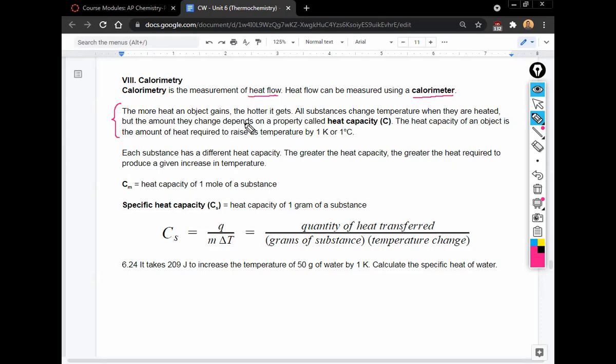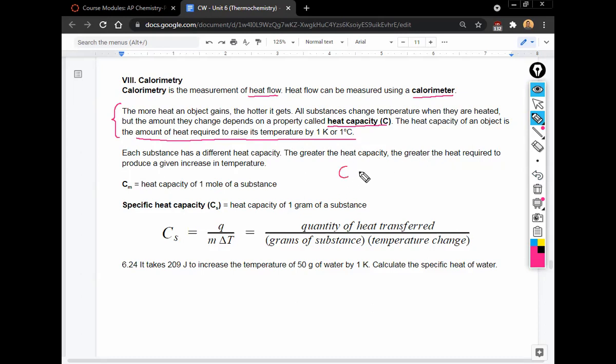And the amount that they change depends on something called heat capacity, okay? And we use the symbol C to describe it. So heat capacity is the amount of heat that you need to raise its temperature by 1 Kelvin or 1 degree Celsius, okay? So basically, how much energy does it take to increase the temperature of something by 1 degree Celsius, okay? And every compound has a different heat capacity. The bigger the heat capacity, the more energy it takes to raise the temperature of that object.